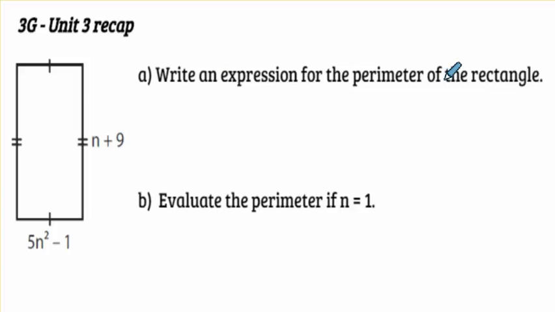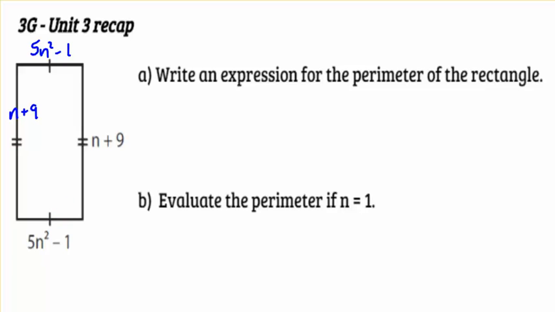So we're asked to write an expression for the perimeter, and perimeter of course means to add up all four sides together. So it's probably going to be a really good idea to label these two unmarked sides. So that would be 5n squared minus 1, and then this one of course would be n plus 9. And so when we add these together, that's just basically a fancy problem of combining like terms.